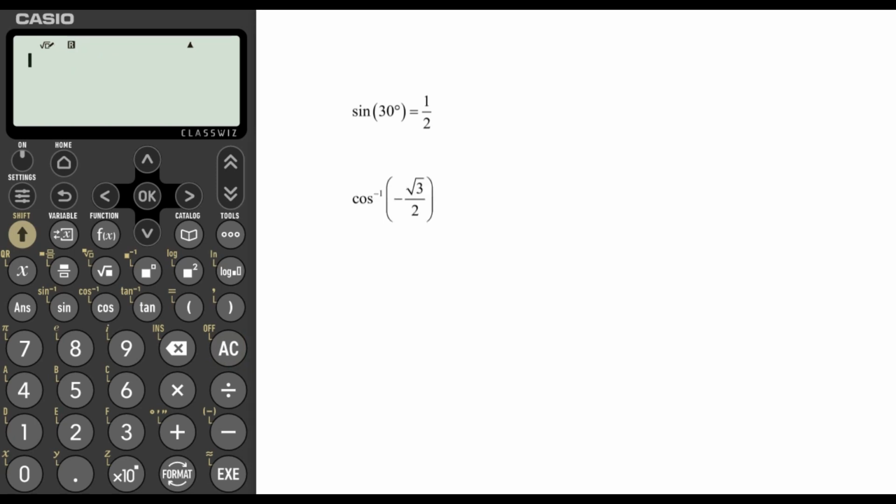So suppose we want to work out the inverse cosine of minus √3/2 in exact form? Well, we have the inverse cosine of minus root 3 over 2. You will find this to equal 5 pi over 6.